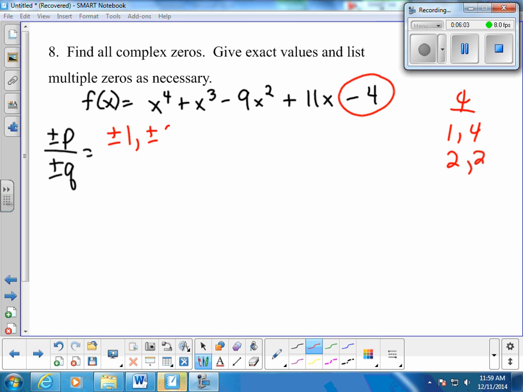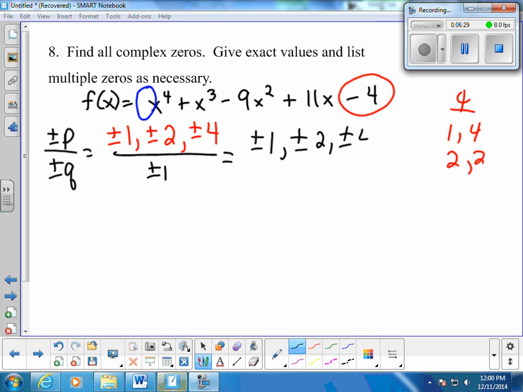If I put them in order, I have plus or minus 2 and plus or minus 4. My q comes from the leading coefficient, which is a known 1. In this case, it's just going to be plus or minus 1, which when I simplify 1 divided by 1, you just get 1. You're just going to get 2. Just going to get 4. So you have plus or minus 1, plus or minus 2, and plus or minus 4.